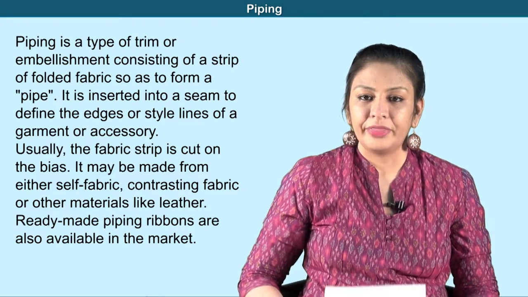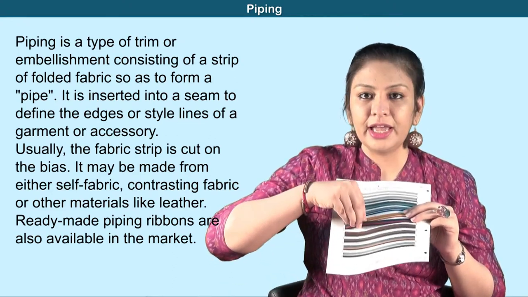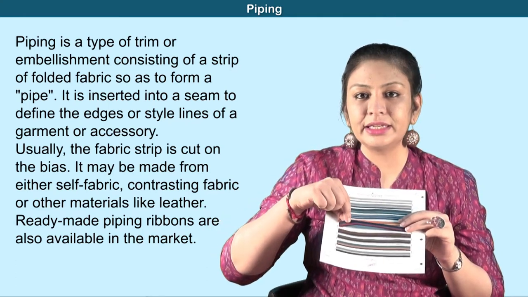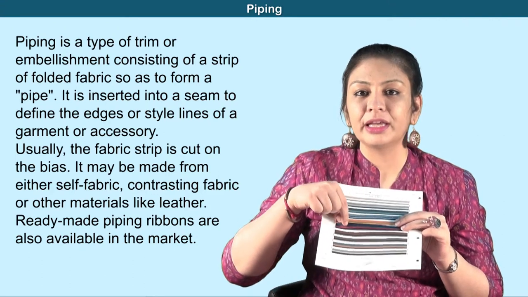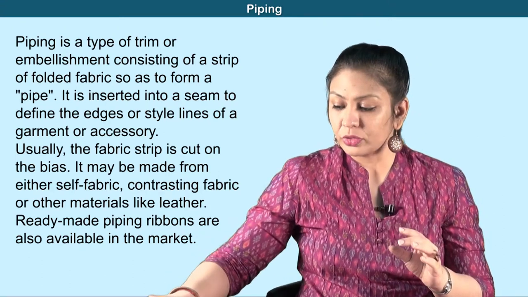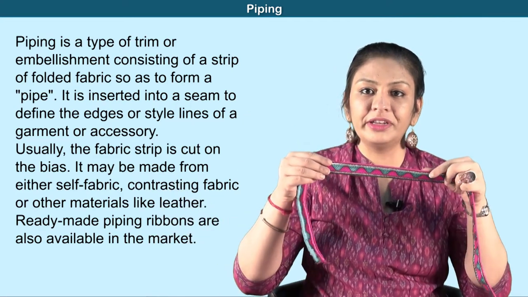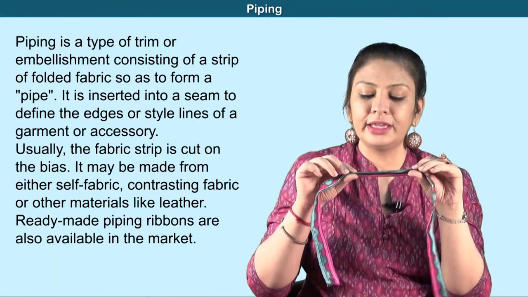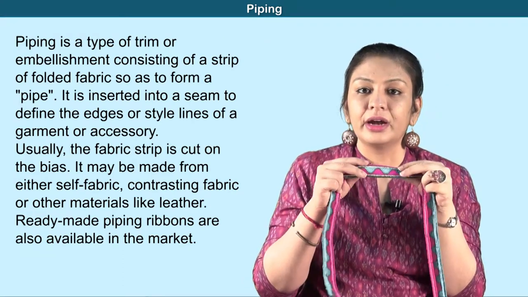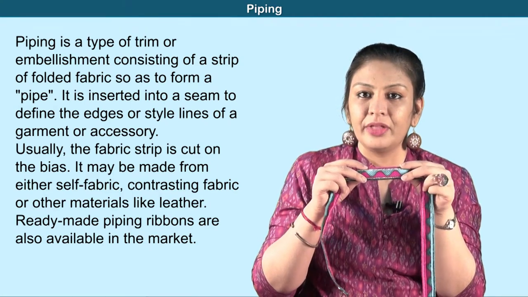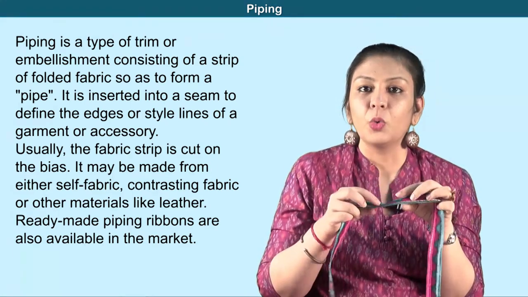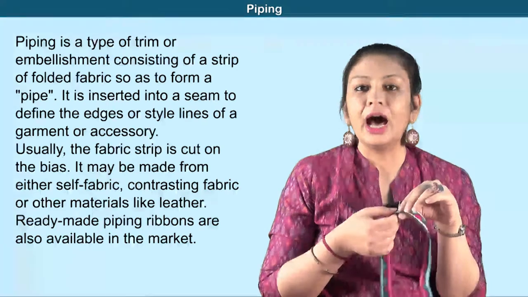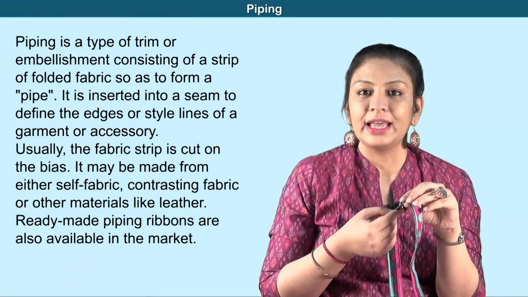Ready-made piping ribbons, that is, ribbon with a cord at the edge, can be used directly for piping. This eliminates the need to cut and prepare fabric in order to create a pipe. You can also see woven ribbons such as this available in Indian markets with a piping cord at the edge. Now, these are double-sided piping cord ribbons. They can be applied onto the surface, whereas some will only have a piping cord on one side. These are used to finish sleeves and other hems.